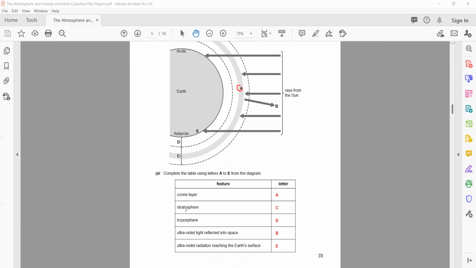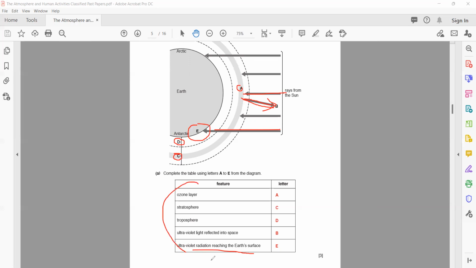Stratosphere. Where is the stratosphere? Stratosphere comes above the ozone layer. After that you have troposphere. That troposphere is the first one here. Then B is what? Ultraviolet light reflected back into space, coming from here and going back. Then E, this one, you can see it's going straight away. And what are these? These are ultraviolet radiation that reaches the Earth's surface.